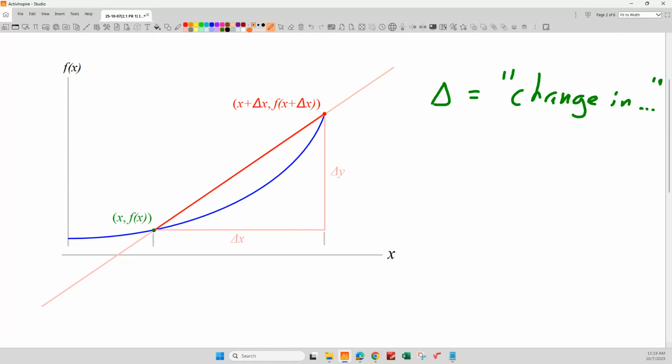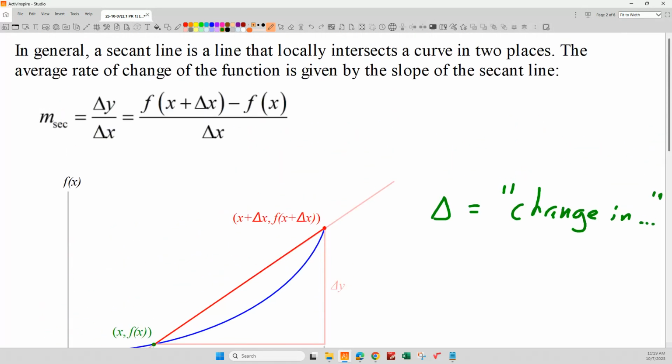Okay, so an average rate of change is just the slope of that secant line. Well, what's the slope of a line? It's just rise over run, right? Aren't you used to seeing delta y over delta x, change in y over change in x? Okay, well, what's change in y?